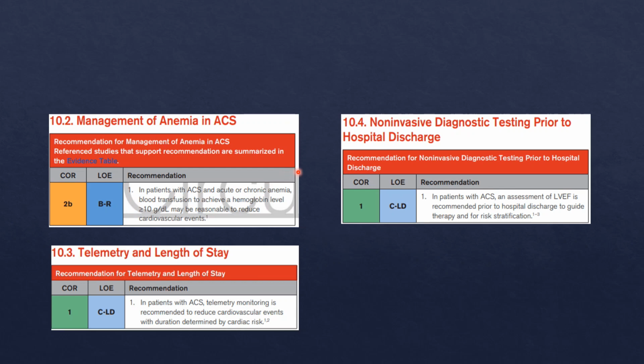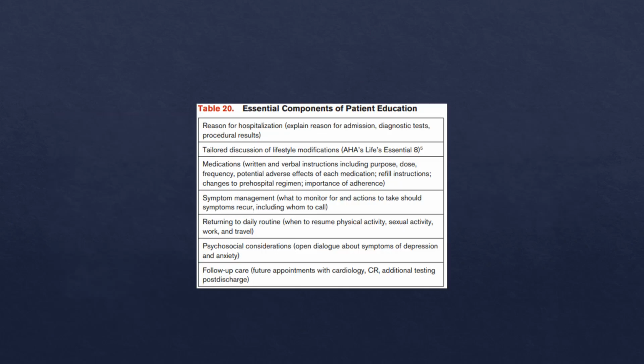The essential components of patient education include telling them the reason for hospitalization, tailoring decisions for lifestyle modification, telling them about their medications, their symptoms management, how to return to a daily routine, their psychosocial considerations, and follow-up care. Center-based cardiac rehabilitation program has got a class 1 recommendation for reducing death, MI, and hospital admissions, and a home-based cardiac rehab program has got a class 2A recommendation. This slide shows the guidance for ACS discharge best practices.